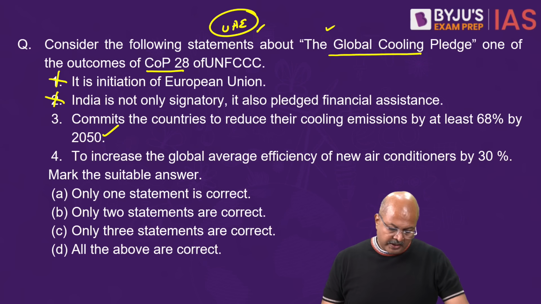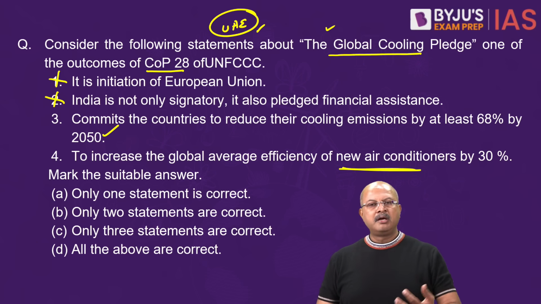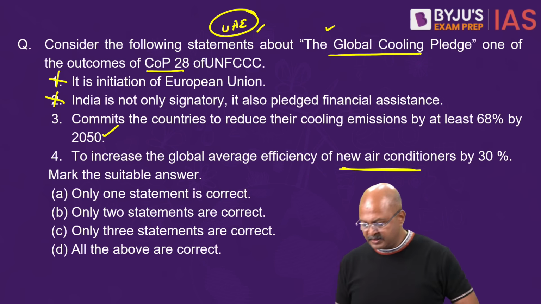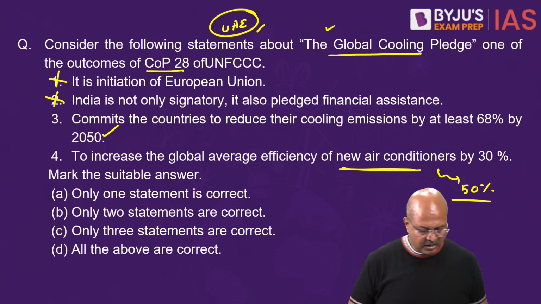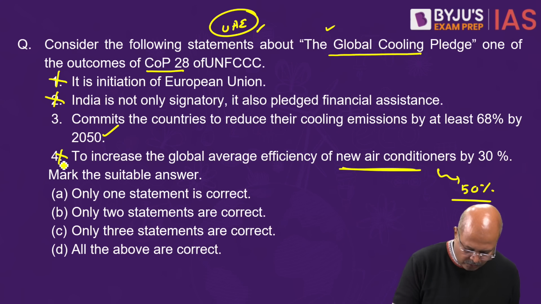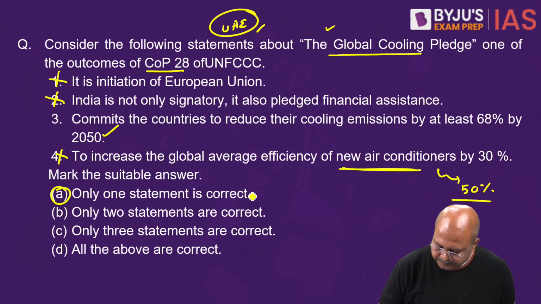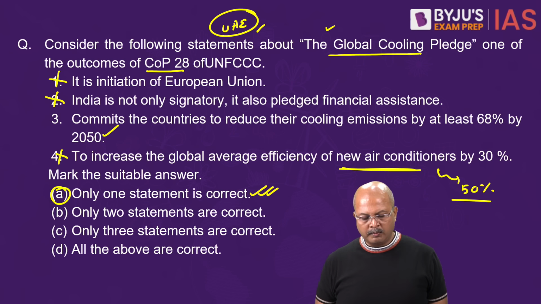Then to increase the global average efficiency of new air conditioners, maybe by innovation, maybe by adding technologies. So they want to increase the efficiency of the air conditioners, not by 30 but by 50%. It has to be increased by 50%. So hence the fourth statement is also wrong. So in this context, only one statement is correct here. A global pledge.